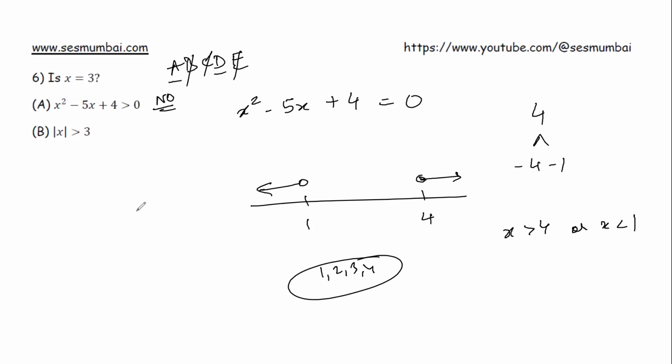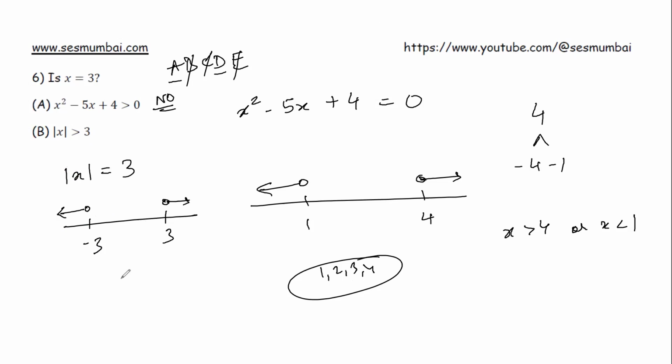It's either A or D. Okay. Second statement. Mod of x is greater than 3. So if it's greater than 3, to solve it, we first take it equal to 3. And so we know that x is negative 3 or 3. And if it's greater than 3, then we know it's on the outside and not on the inside.